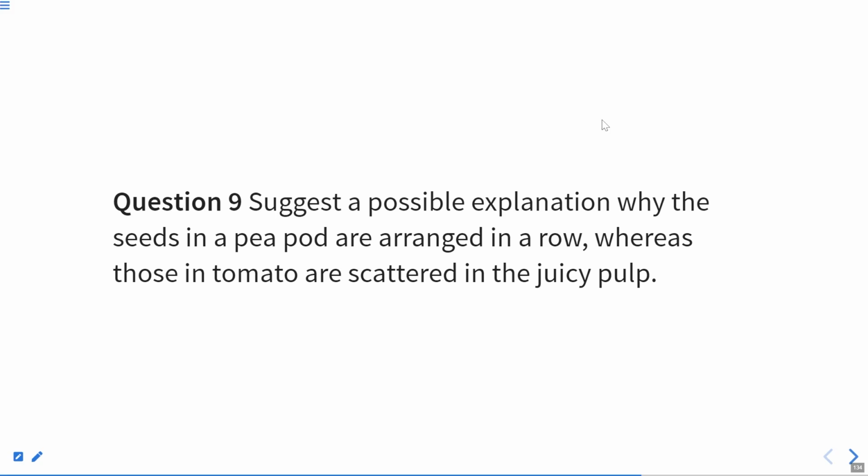Now let's start with the next question, which is question number 9. The question is, suggest a possible explanation why the seeds in the pea pod are arranged in a row. You must have seen that in pea, the fruit is known as a legume and it is a pod. The seeds are arranged in a row. Whereas in tomato, the seeds are scattered in the juicy pulp. So you have to suggest a possible explanation for that.